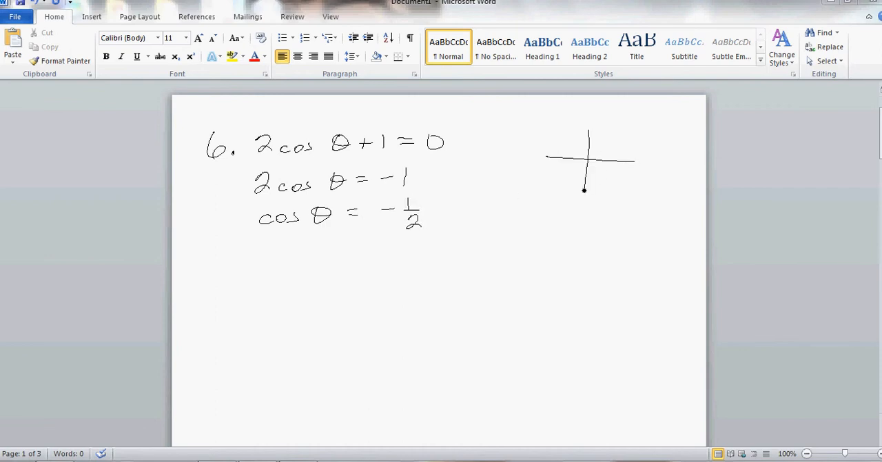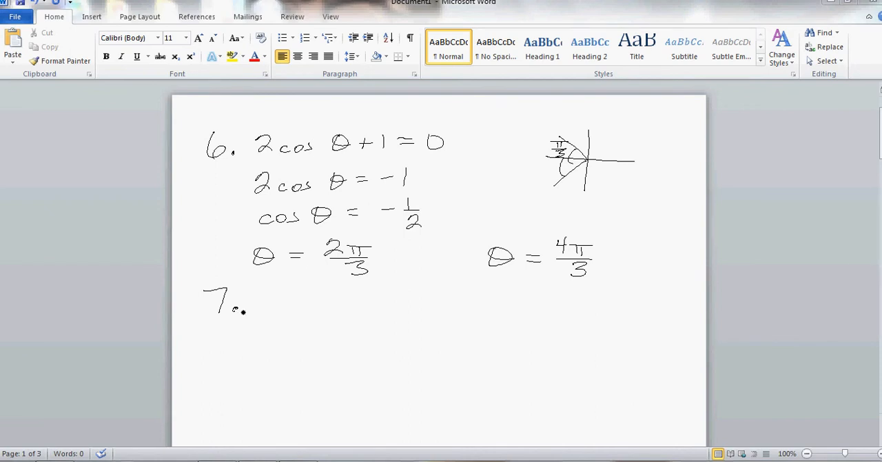Now we look, cosine can be negative in quadrants 2 and 3, and the reference angles will be the same in both cases, where the cosine equals 1/2 is at pi over 3. Since we only have to go around once, I have to name this angle right here, which is theta would equal 2 pi over 3, or theta would equal, going around to here, 4 pi over 3. Only have to go around once, and so there is our final answer.